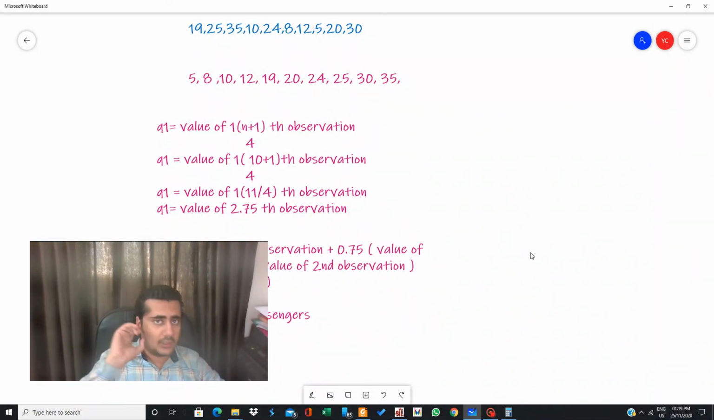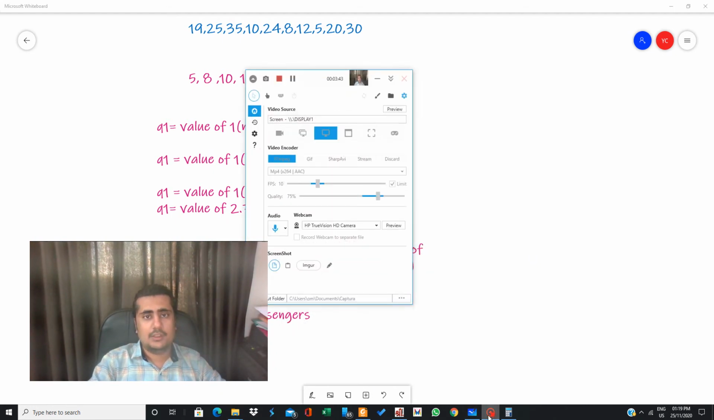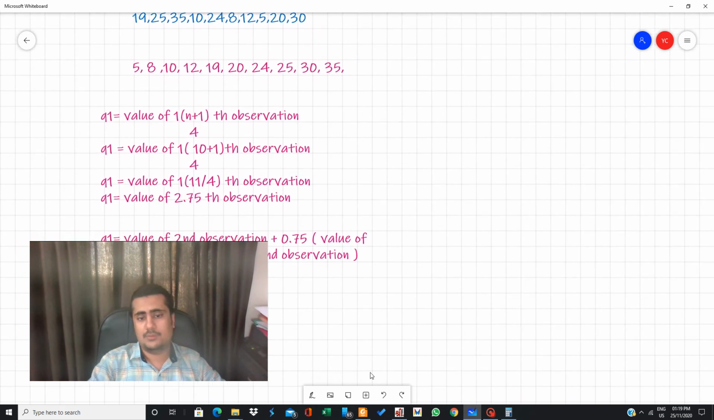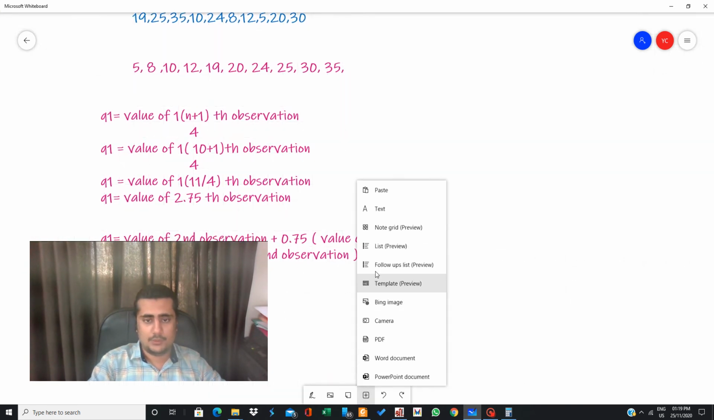I have to find quartile deviation. Don't forget what you have to find: you have to find quartile deviation. In quartile deviation, you need Q1 and Q3. So I'll be finding Q3 also. So let us find Q3.